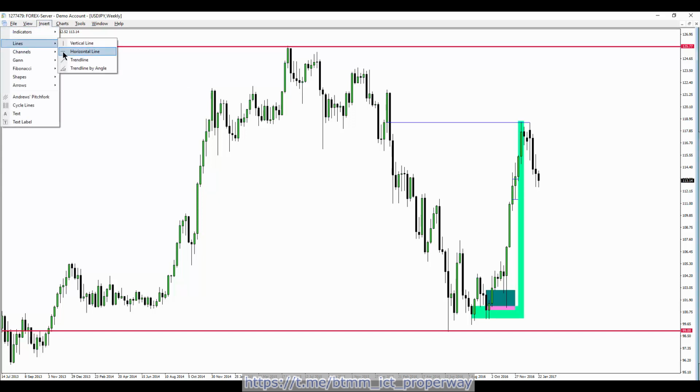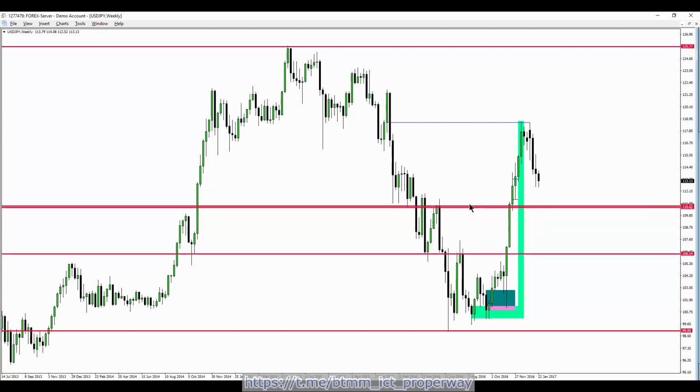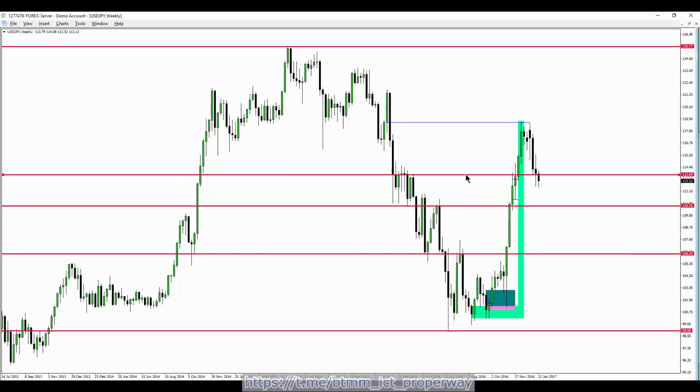If you look at just a horizontal line, all right, we have this old high back here, equal highs. I'm going to use that. And let's see what that looks like on the daily. We have another one here, right there. And we have another one right there.